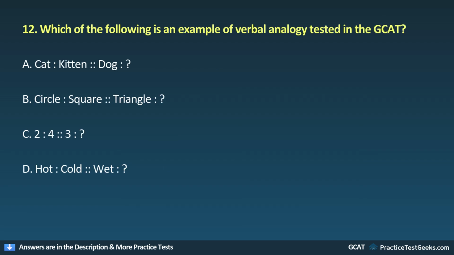12. Which of the following is an example of verbal analogy tested in the GCAT? A. Cat, kitten, dog. B. Circle, square, triangle. C. 2, 4, 3. D. Hot, cold, wet.